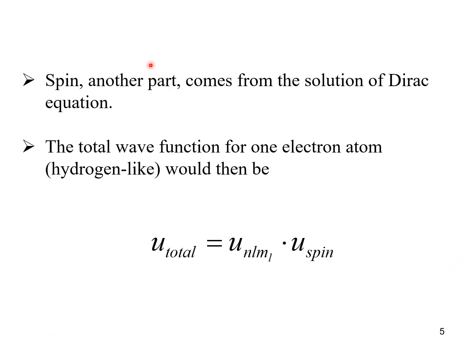For a complete description of the electron, we must account for the spin. So spin is another part of the total wave function that comes from the solutions of the Dirac equation. Therefore, the total wave function for a single electron, as in the hydrogen-like atom, is a product of the spatial part and also the spin part.